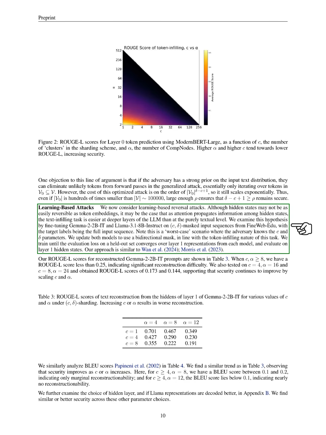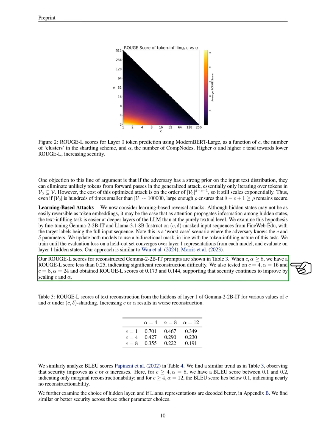We also consider learning-based reversal attacks. While hidden states may not be as easily reversible as token embeddings, the propagation of information through attention mechanisms might make infilling tasks easier at deeper layers. To test this, we fine-tune two models on masked input sequences, treating this as a worst-case scenario where the adversary knows our parameters. We implement a bidirectional mask for training and evaluate the models on their hidden states.